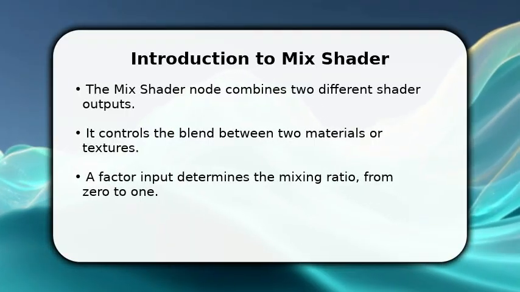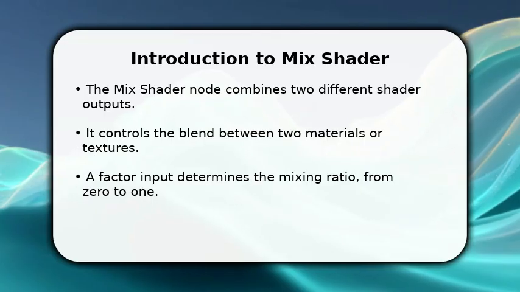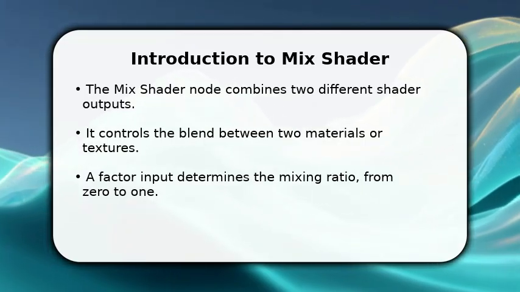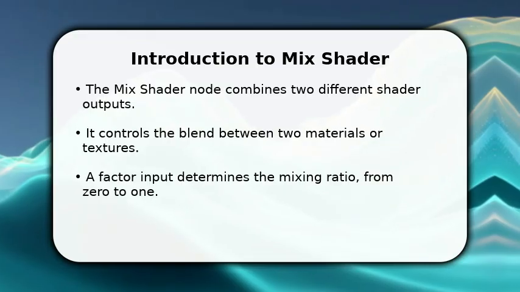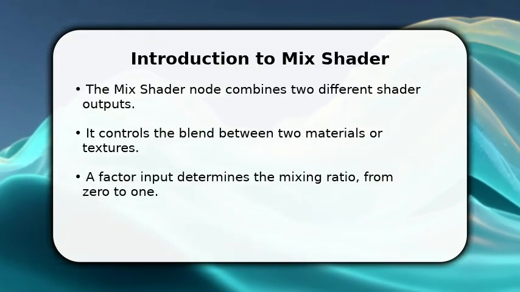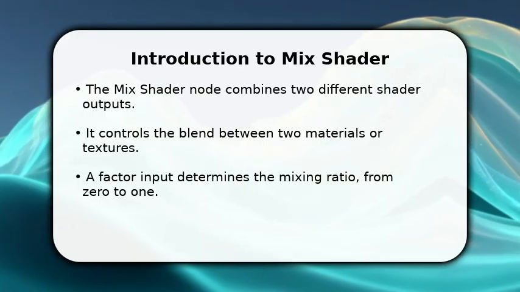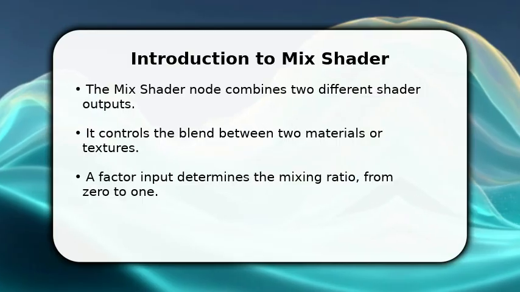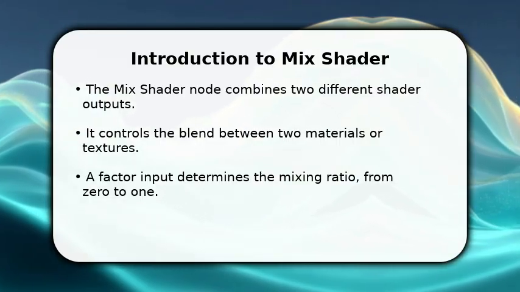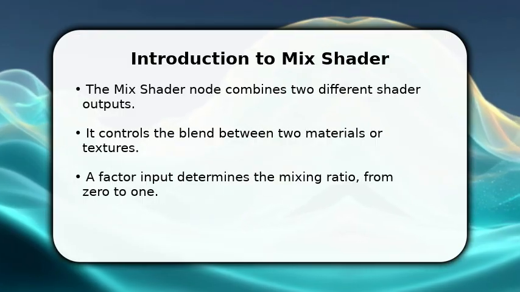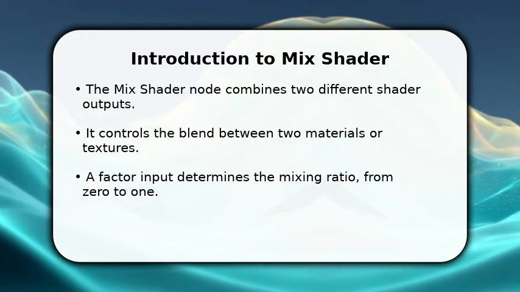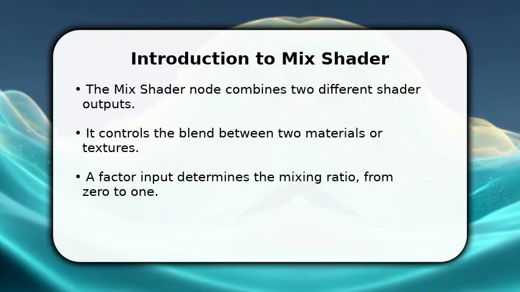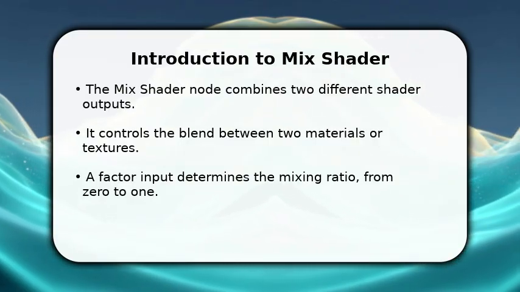In this video, I will explain how to use the Mix Shader in Blender. The Mix Shader node is a powerful tool for combining two distinct shader outputs, allowing you to blend materials or textures seamlessly. You'll learn how its factor input, ranging from 0 to 1, precisely controls the mixing ratio. This fundamental node is absolutely essential for crafting sophisticated and realistic material effects in your Blender projects.